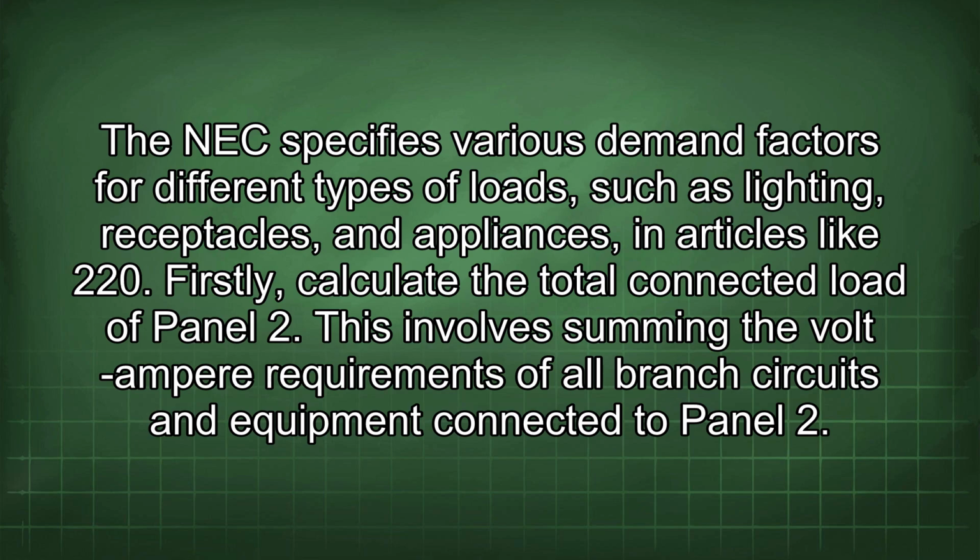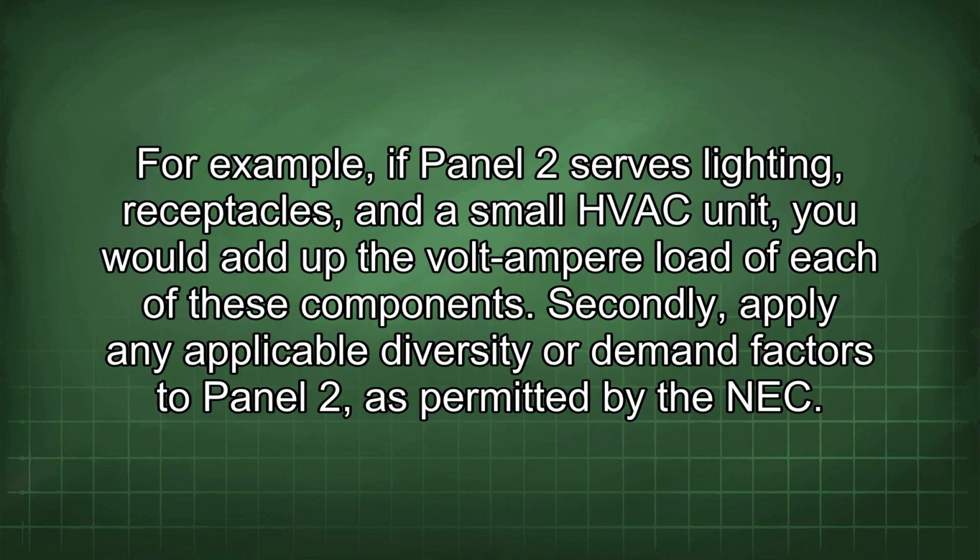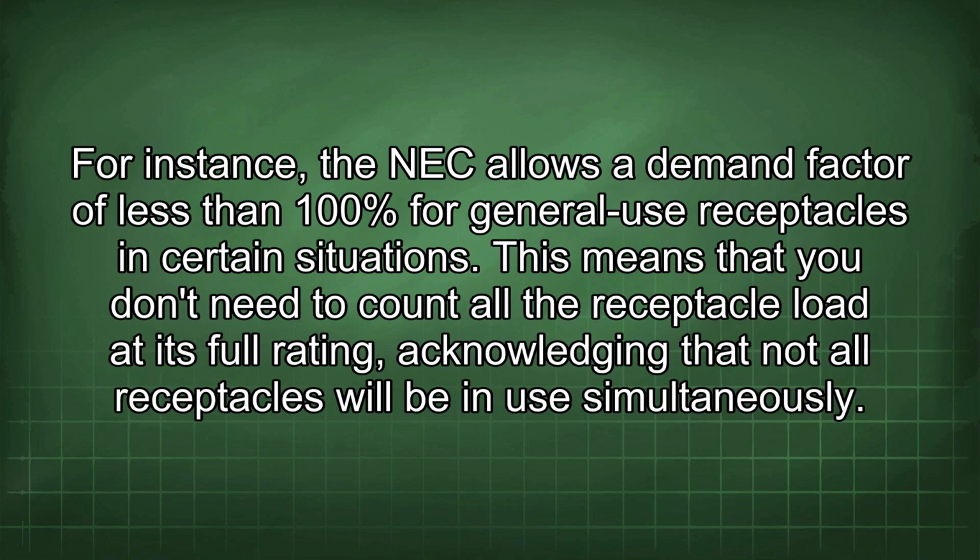Firstly, calculate the total connected load of panel 2. This involves summing the volt-ampere requirements of all branch circuits and equipment connected to panel 2. For example, if panel 2 serves lighting, receptacles, and a small HVAC unit, you would add up the volt-ampere load of each of these components. Secondly, apply any applicable diversity or demand factors to panel 2 as permitted by the NEC. For instance, the NEC allows a demand factor of less than 100% for general use receptacles in certain situations. This means that you don't need to count all the receptacle load at its full rating, acknowledging that not all receptacles will be in use simultaneously.